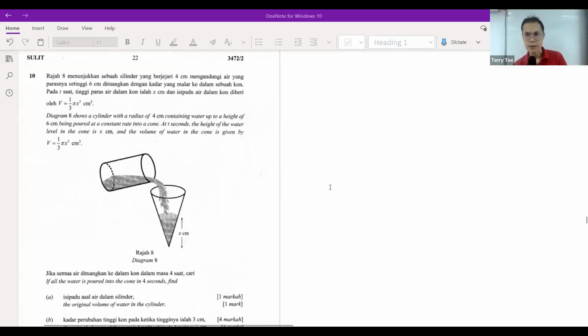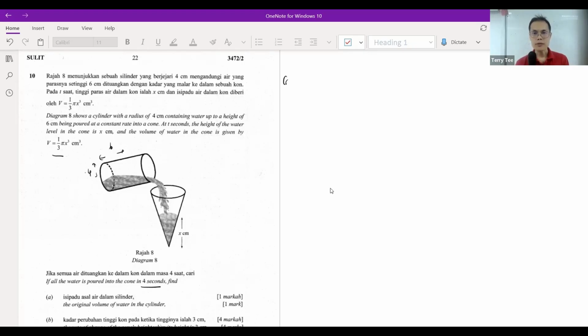Okay, moving on to question number 10. This is from Form 5, chapter 2, differentiation. Here we have a cylinder with a radius of 4 cm containing water up to a height of 6 cm. This is 6 cm, and the radius is 4. The water is poured into the cone at a constant rate. The volume of water in the cone is given by this. They say all the water is poured into the cone in 4 seconds. Find the initial volume of water in the cylinder.